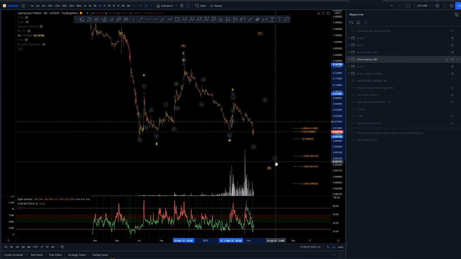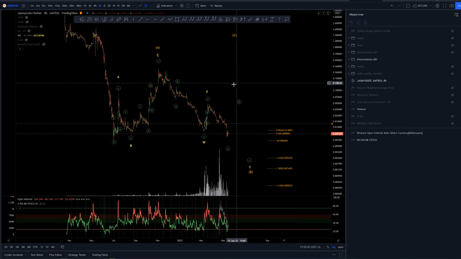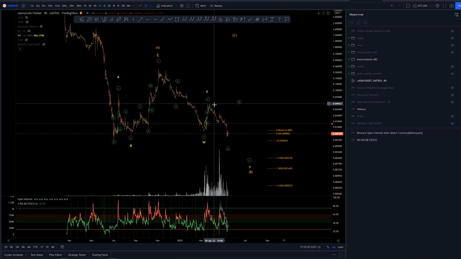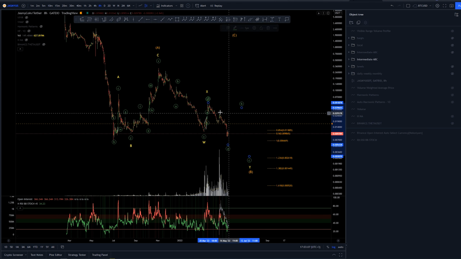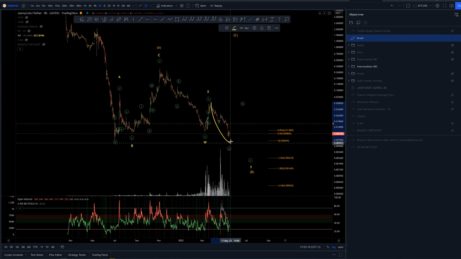Now, if we are labeling this as the W and X, we would be looking for three waves for the Y wave. I'm saying that this is just the first leg of this Y wave structure. So first A, B, and C coming down further, just like this.